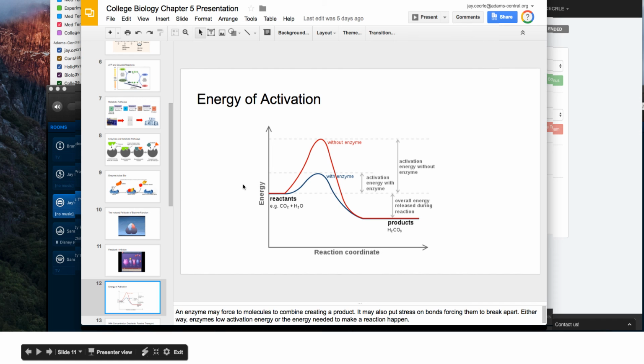How do enzymes lower the energy of activation? They force molecules together to react, where otherwise you're dependent upon them to collide by pure chance out in the environment. Okay, we'll call that good.